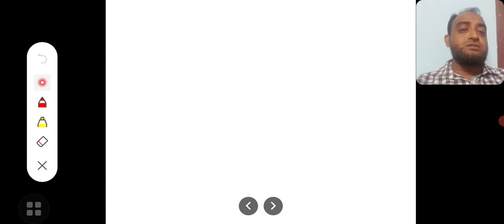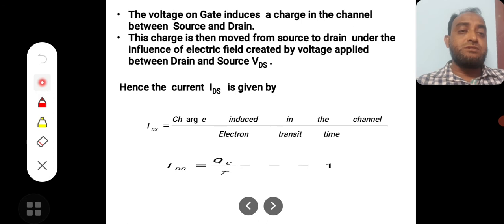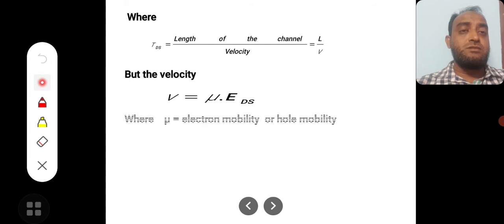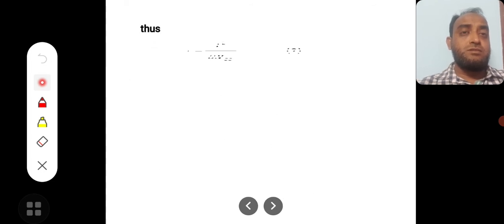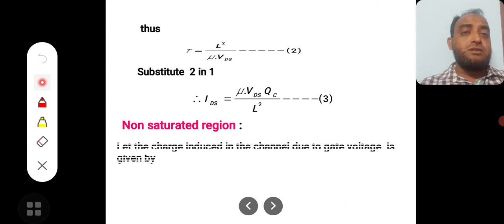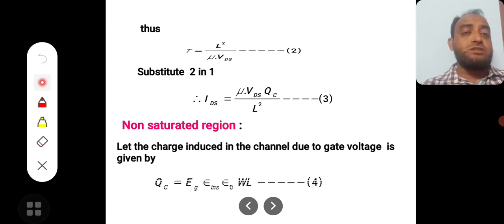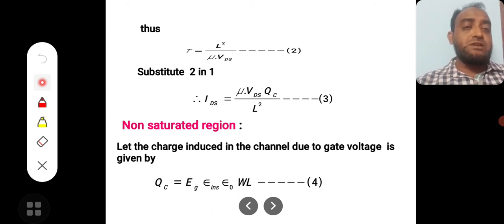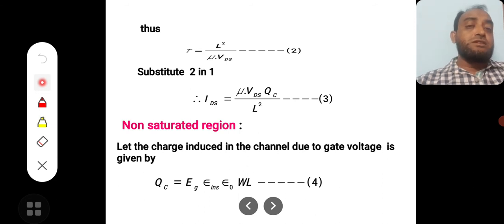Now in the non-saturated region, let the charge induced in the channel due to gate voltage be given by Eg, the field due to gate voltage, epsilon INS, the insulator permittivity, epsilon naught, the free space permittivity, and W into L, the width and length of the gate structure.